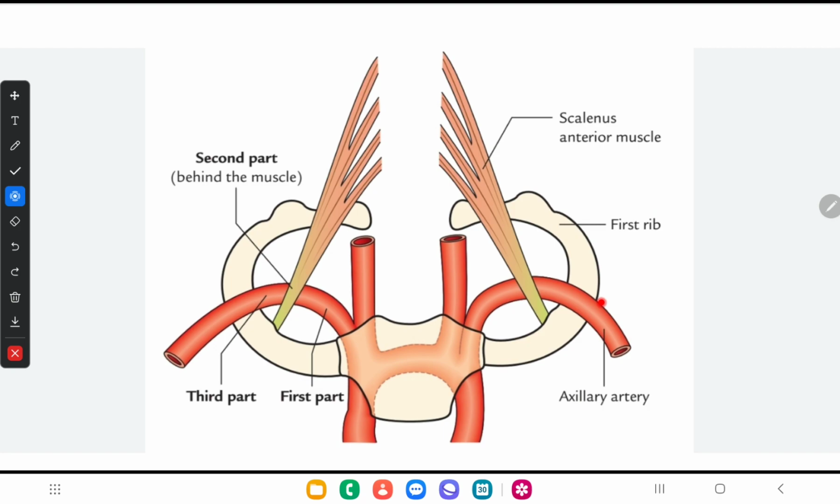Each subclavian artery is divided into three parts by the scalenus anterior muscle. The first part is from the origin up to the medial border of the scalenus anterior muscle. The part behind the scalenus anterior muscle is the second part of the subclavian artery. Then from the lateral border of the scalenus anterior muscle up to the outer border of the first rib is the third part of the subclavian artery.